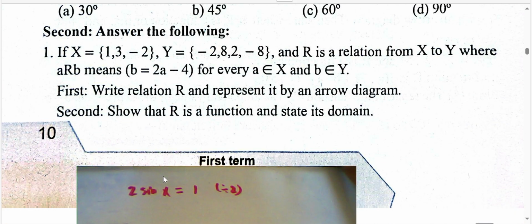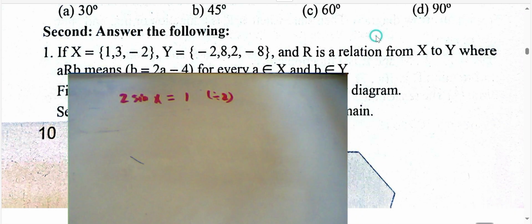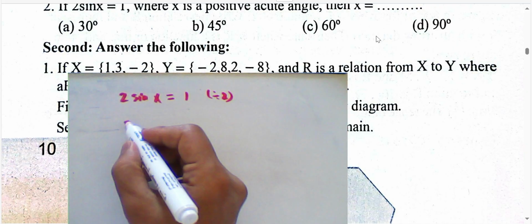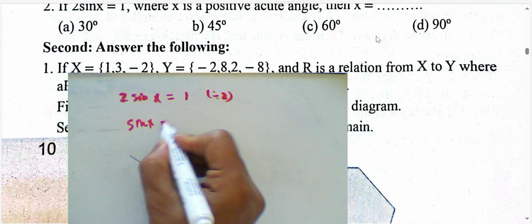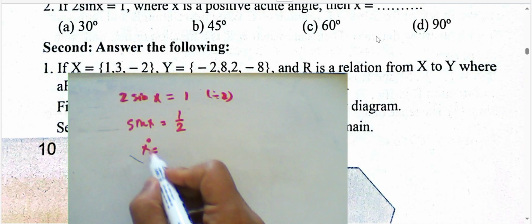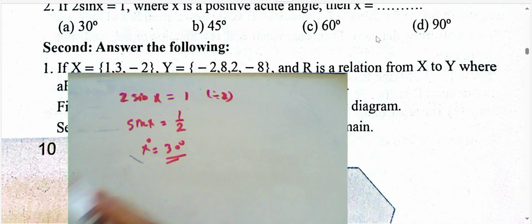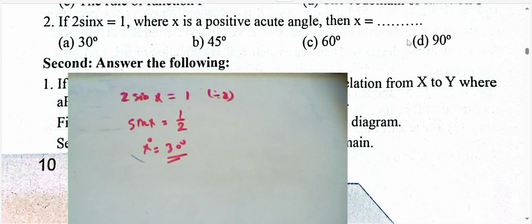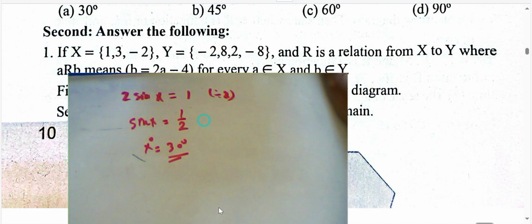Okay, look here, we have sine x equals 1 over 2, a half, and then the measure of angle x equals 30 degrees, because sine 30 equals a half. Okay, choose letter E. Second question, answer the following question.